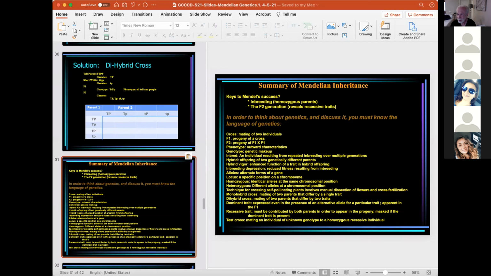Has anybody been able to find the worksheet? Is it the Mendelian genetics practice problems? Yeah. It's in the next week's module. Yeah, it's not this week's module. It's next, because we'll be discussing it next week.